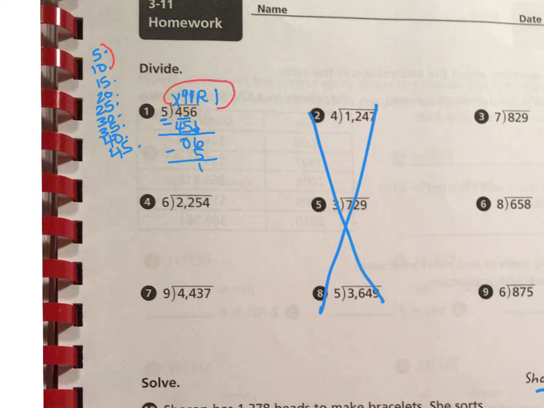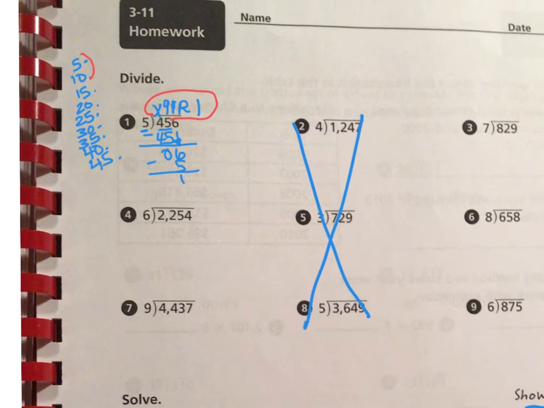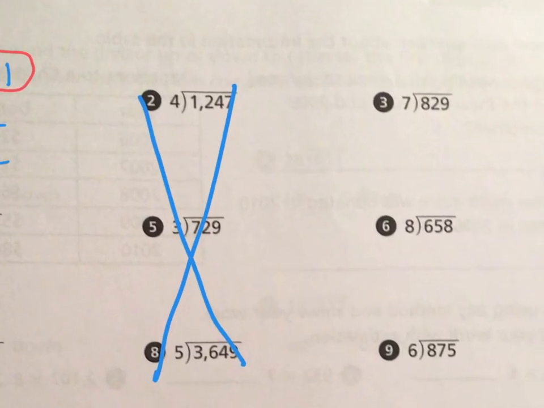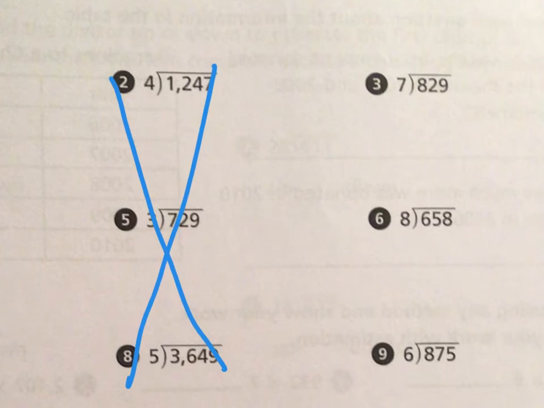Okay, a little bit tricky, but I'm hoping you're catching on. All right. We skipped number 2, so let's look at number 3. I only have 3 numbers under the house, right?